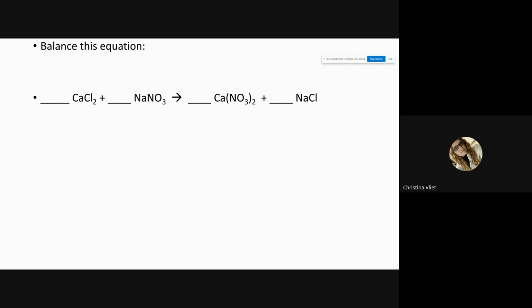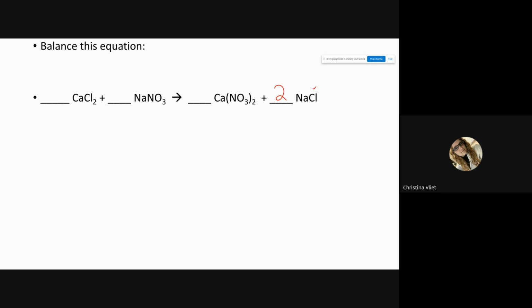Chlorines, how many do I have here? 2. How many chlorines do I have here? 1. So I know I have to look at that. Does that make sense? Yep. So I would change a 1 to a 2. A 1 to a 2. So what number do I put in front of here to make that happen? 2. So I know my chlorines, you can put a little check mark there for yourself.